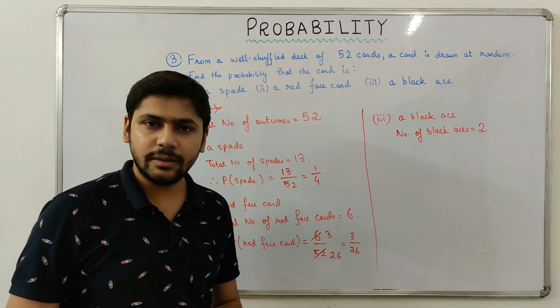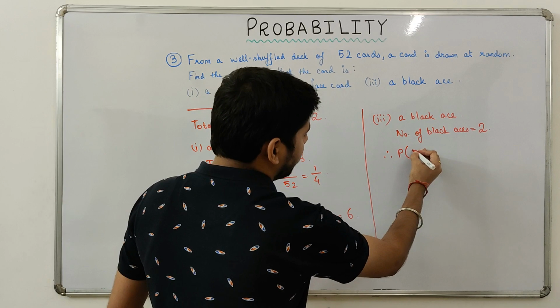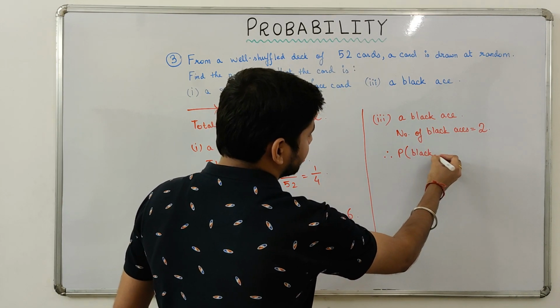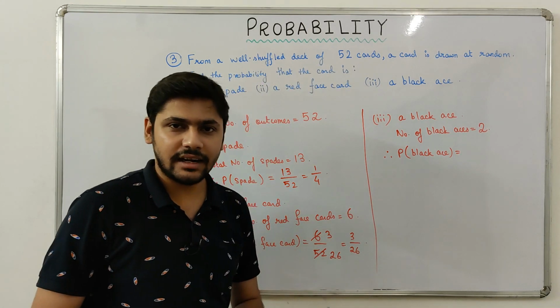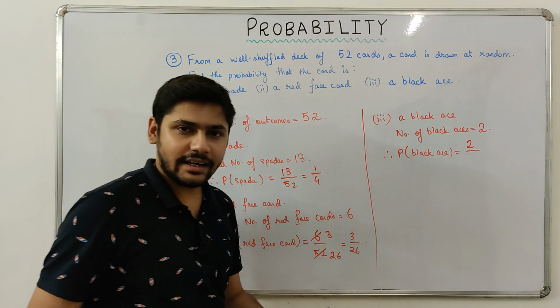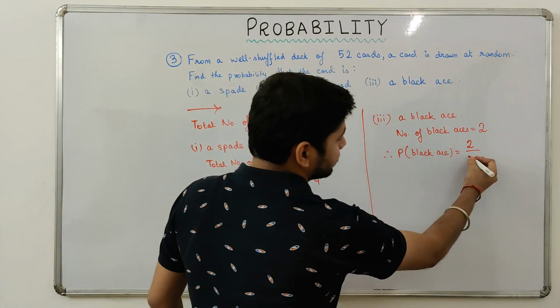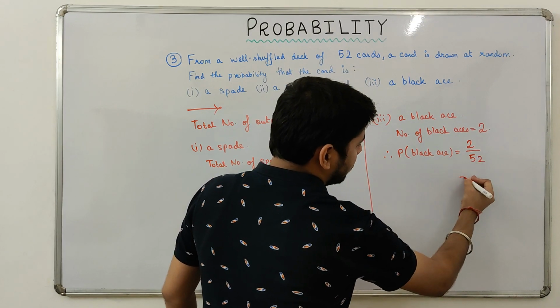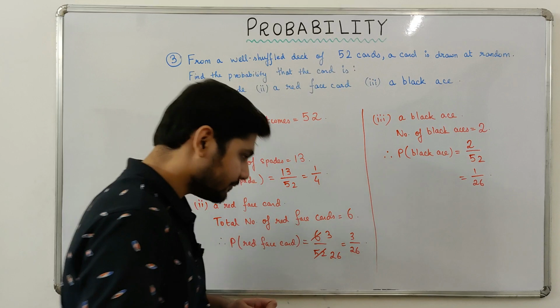Now we can easily calculate the probability. Therefore, the probability of a black ace is equal to the number of black aces that are present, that is 2, divided by the total number of outcomes, which is 52, which is equal to 1 divided by 26, which is your answer.